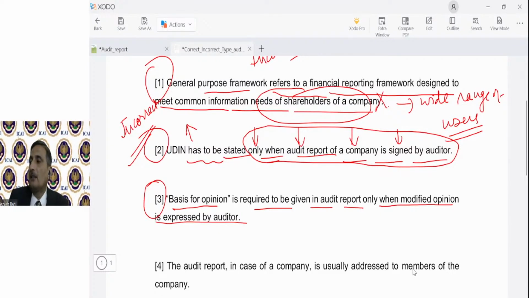Question number 3. Basis for opinion is required to be given in the audit report only when a modified opinion is expressed by the auditor. Is the basis for opinion given only if the auditor expresses a modified opinion, or is it also given in an unmodified opinion? Tell me, guys, this is also incorrect.